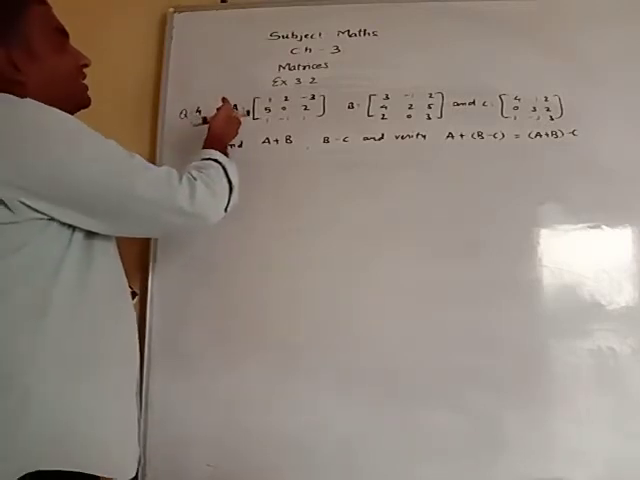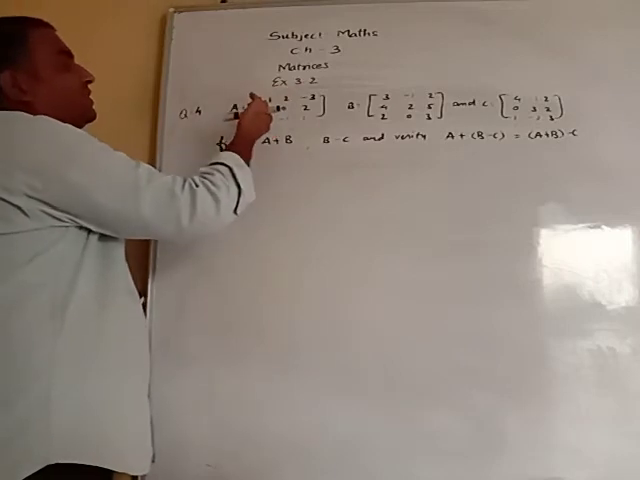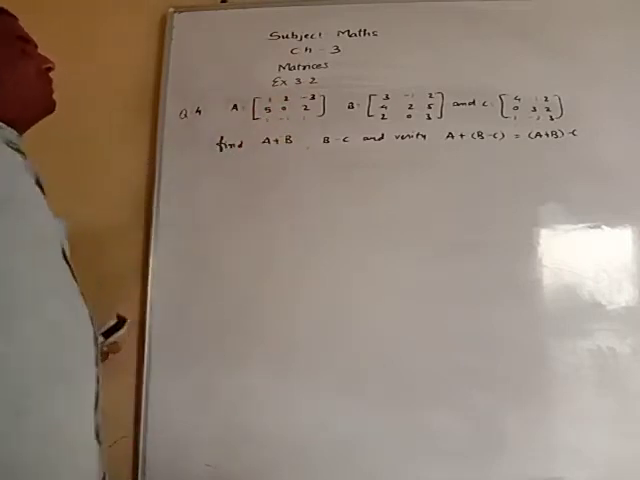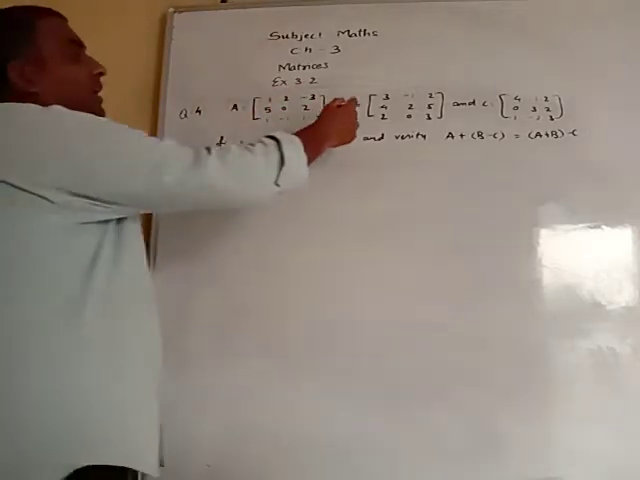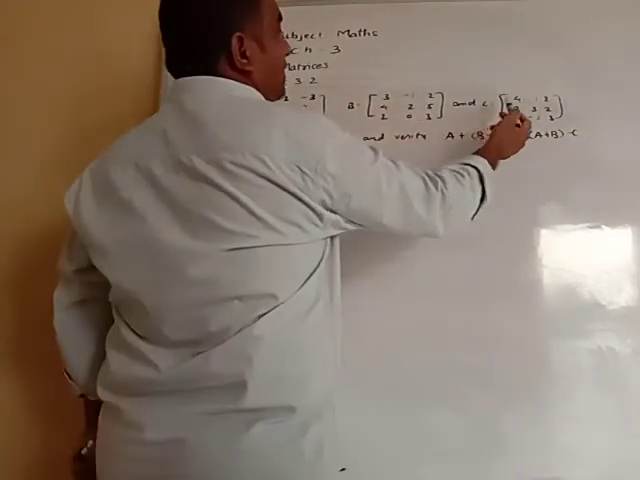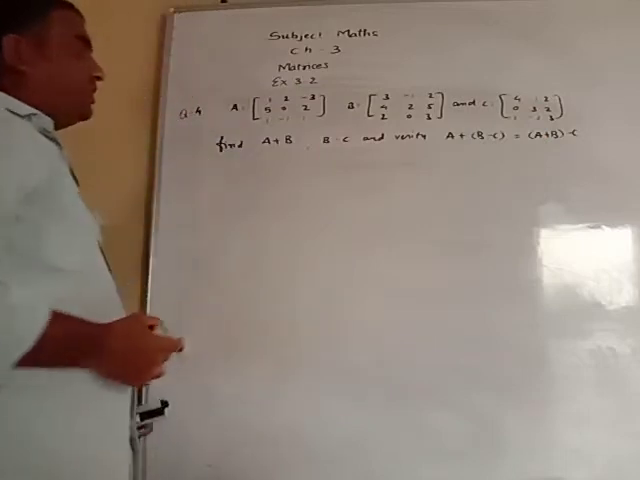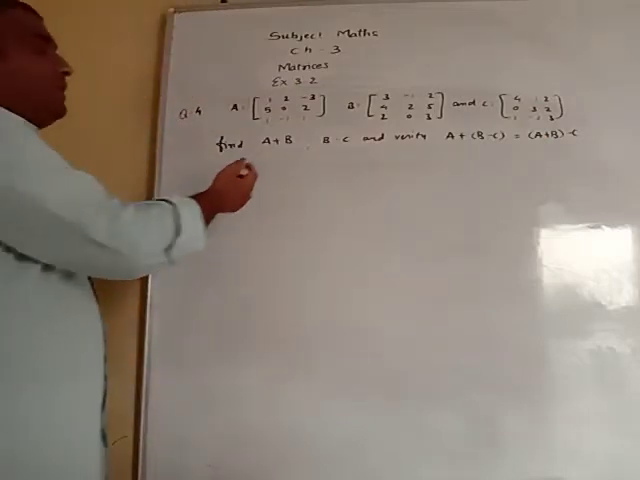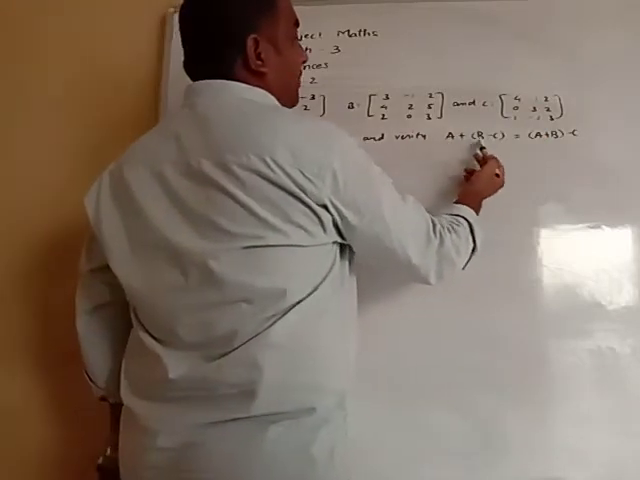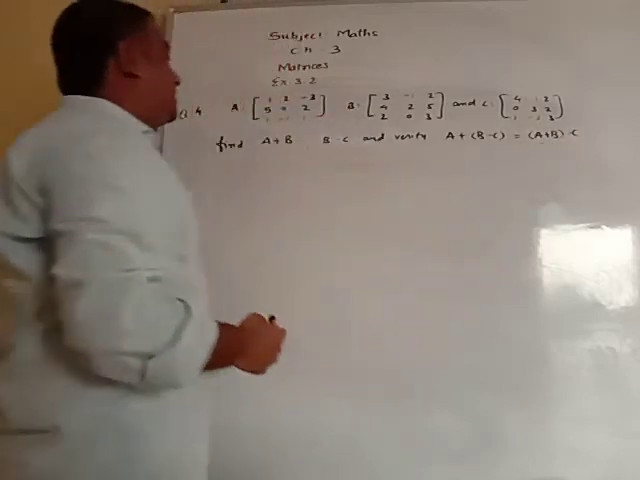So question 4: given A equals [1 2 -3; 5 0 2; 1 -1 1], B is given as [3 -1 2; 4 2 5; 2 0 3], and C equals [4 1 2; 0 3 2; 1 -2 3]. Find A plus B, B minus C, A plus B minus C, A plus B minus C.